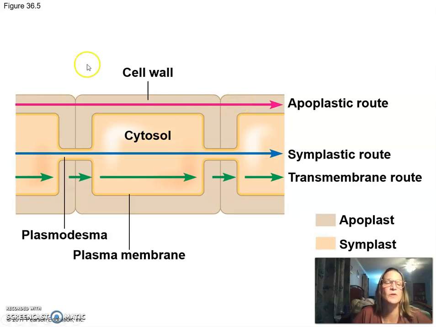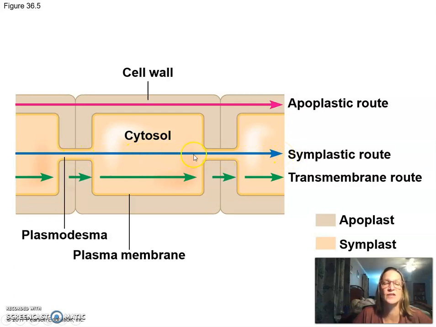The symplastic route is when the materials are traveling through the cytosol of multiple cells and they are not leaving or passing through cell membranes as they're moving from one cell to the next. They're moving through the cytosol and through the plasmodesmata that are joining the cells with each other. So that's the symplastic route, where the movement of the materials is entirely through the cytosol of the cells.